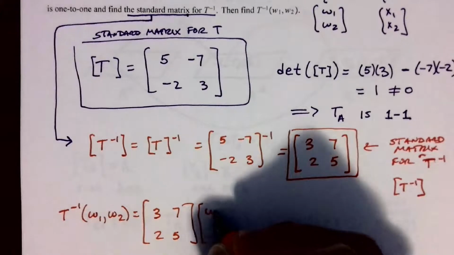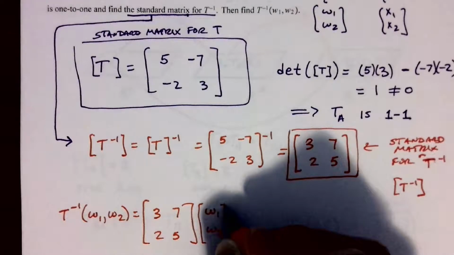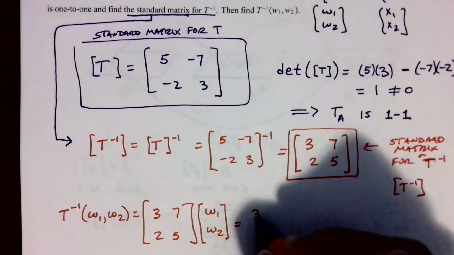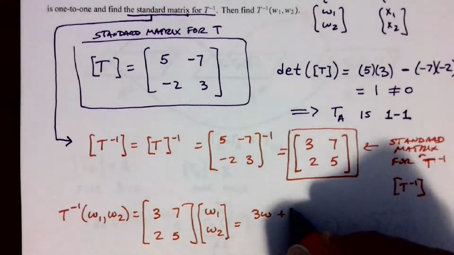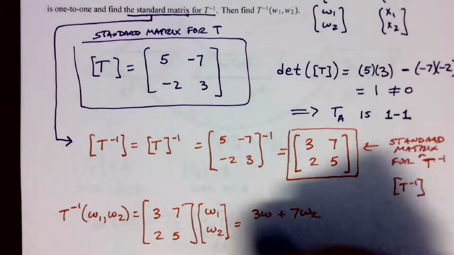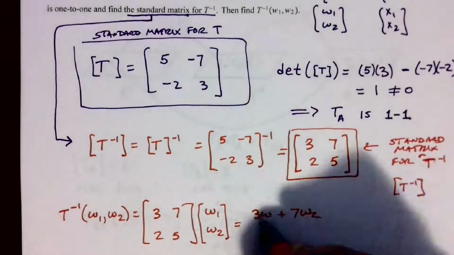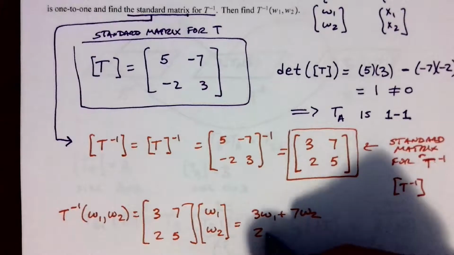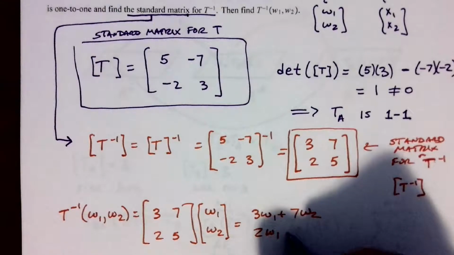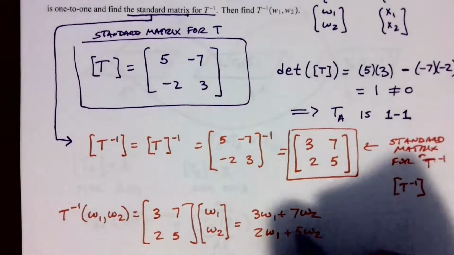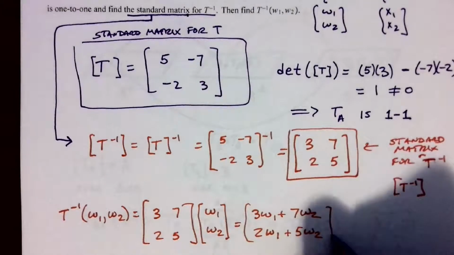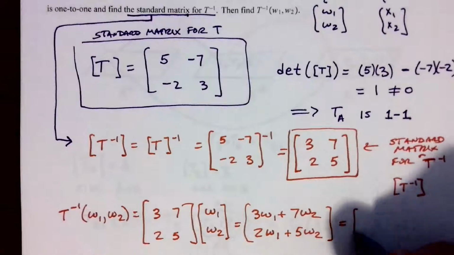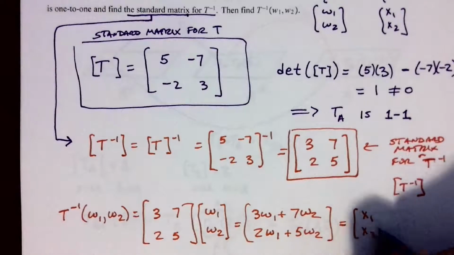So multiply by W1, W2 in column vector form. And I get 3 times W1 plus 7 times W2, right? Row dot column for the first entry. Second entry, row dot column, 2 W1 plus 5 W2. Right. And this is important because this is going to get us back to what? X1 comma X2, where we started from.